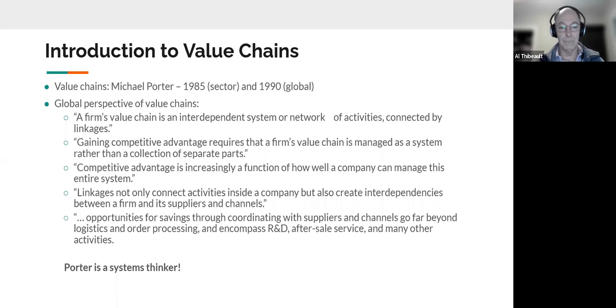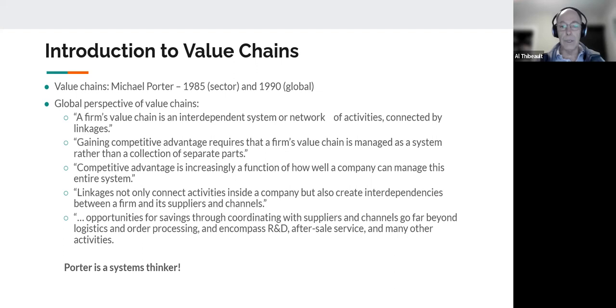Value chains are a really interesting topic for me, obviously the core of my PhD research. They were first introduced by Dr. Michael E. Porter, Harvard Business School professor. He started in 1985 with the Competitive Advantage book, and he dealt with value chains at the firm sector.